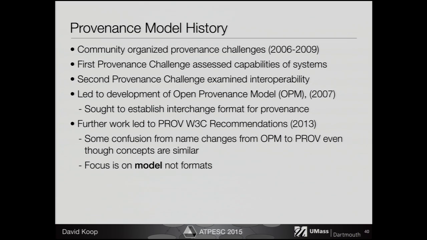And then the second provenance challenge, feeding off the first, looked at interoperability. If we want to talk about provenance between different systems, how do we do that? That led to the development of something called the Open Provenance Model, which was a precursor to the PROV recommendation. Fun thing is they changed the naming from OPM to PROV, so I don't want to talk a lot about OPM. Some of you may have seen it, but because the name's changed, I don't want to rehash that. The focus really is on the model and what's involved, not necessarily the formats.